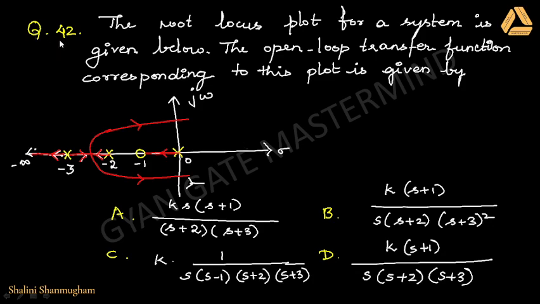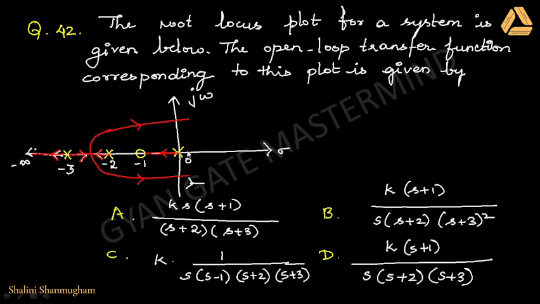So coming back to question number 42. The root locus plot for a system is given below. They have given the root locus plot here. The open loop transfer function corresponding to this plot is given by. So you have to find the open loop transfer function from this root locus plot.